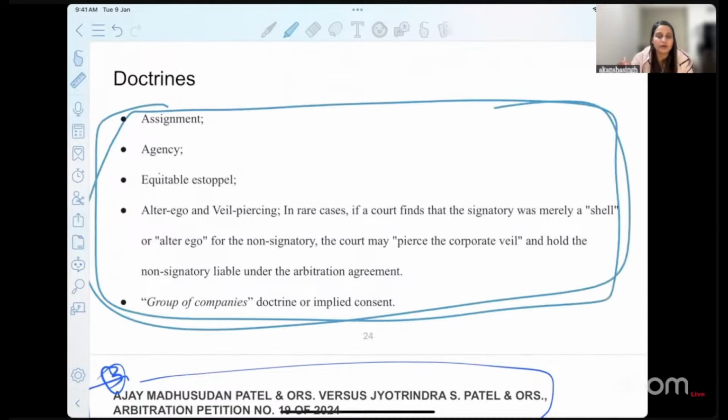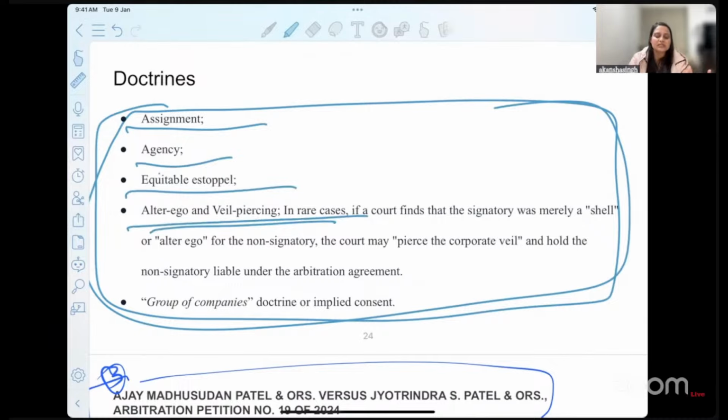Okay, only on these examples: if there is a contract of assignment, a contract of agency, equitable estoppel, alter ego, or veil piercing. In all these cases, you have a non-consensual path. That is the first path that can be taken. I will try to find out whether a contract of agency exists between them and the non-signatory or not, and whether equitable estoppel will bind this particular party for the representation they have made.